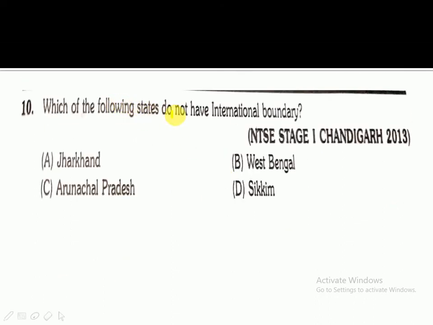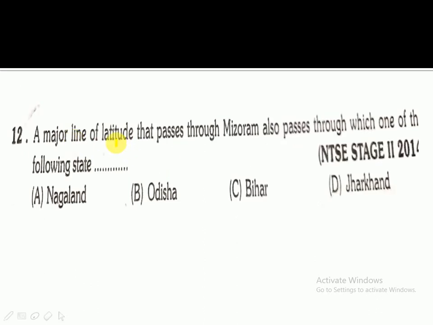Then which of the following states do not have international boundaries? This was asked in Chandigarh NTSE of 2013. So Jharkhand, I don't know. West Bengal, yes it does. We saw it does with Bangladesh especially. Sikkim, yes it does. Arunachal Pradesh, yes it does. So Jharkhand is the one which does not share any international boundaries. It is landlocked from all the sides.